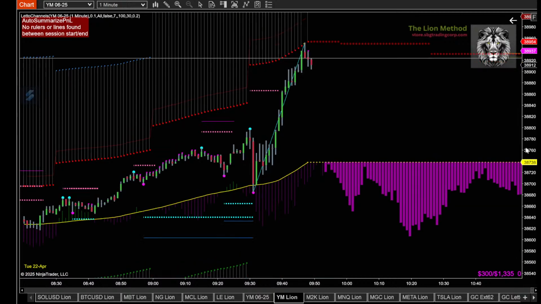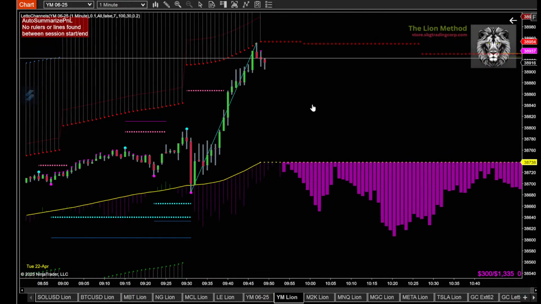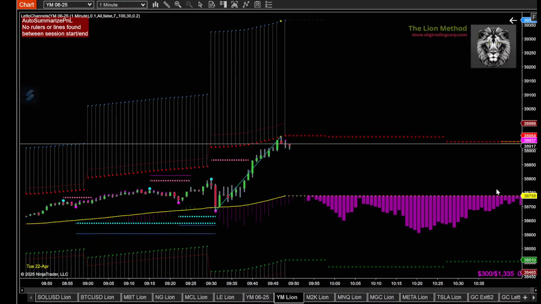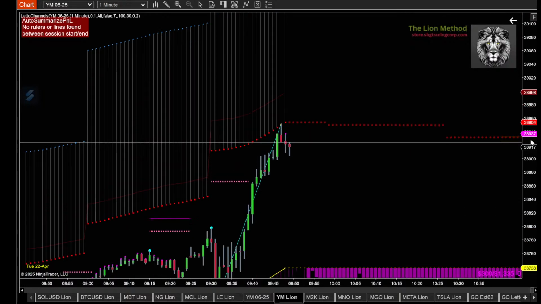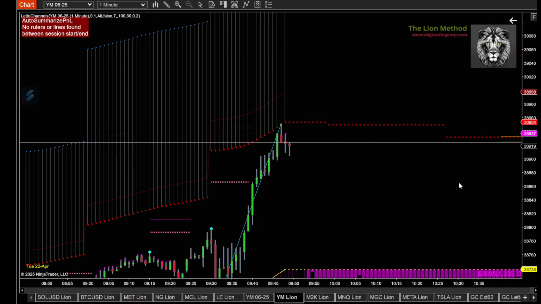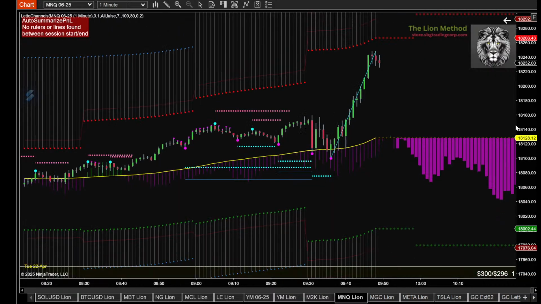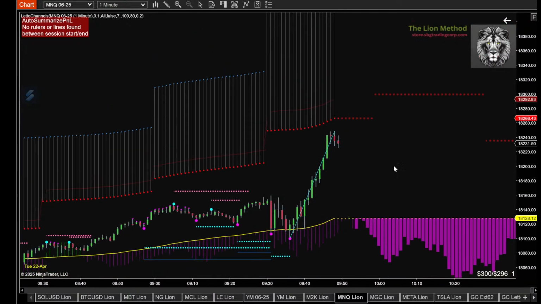Well, now, looky here. Hit our 50 line. We also hit overbought. Now we're just waiting for an extension 62 dot to come in. M2K is still going up. You remember Y2K, year 2000? This is M2K, Micro Russell. NASDAQ moving up.